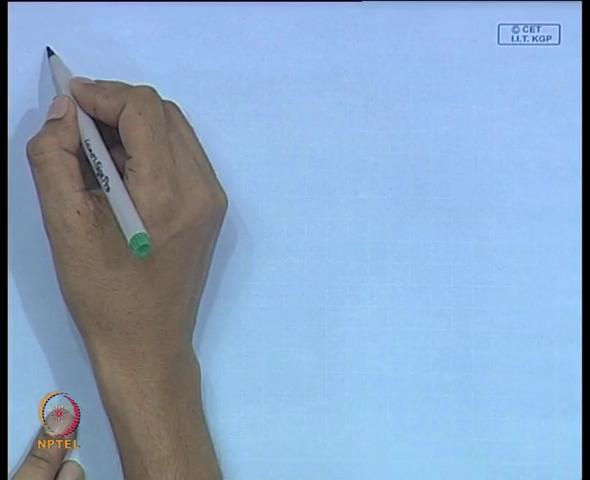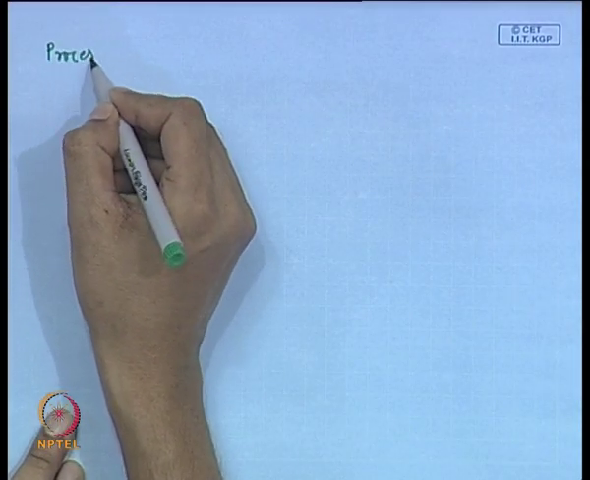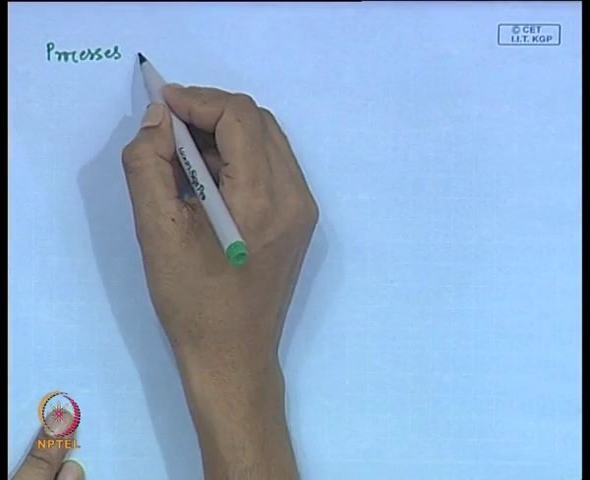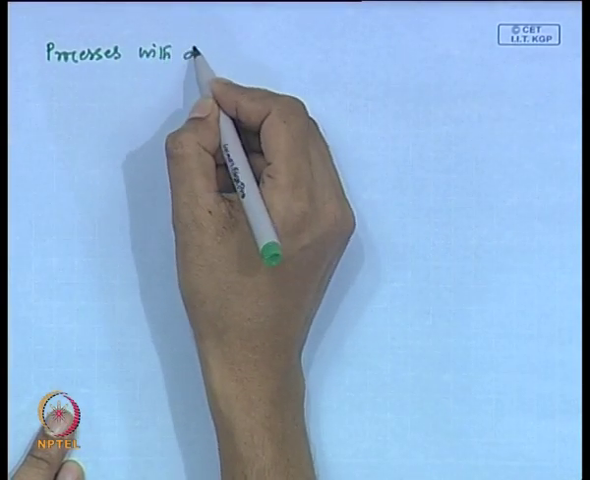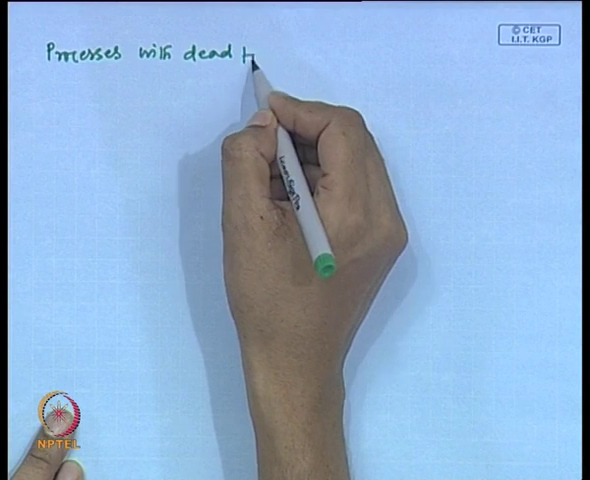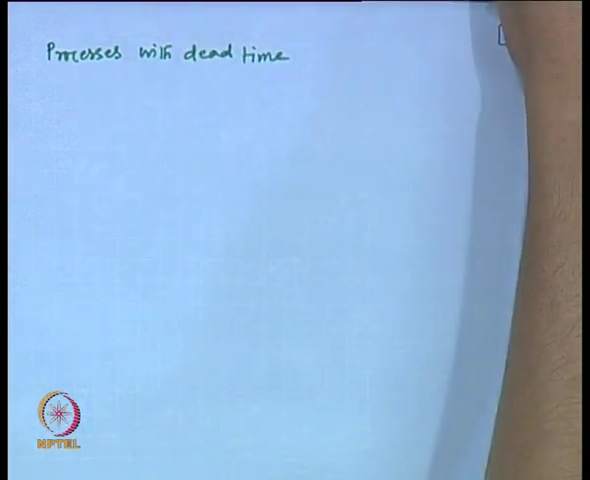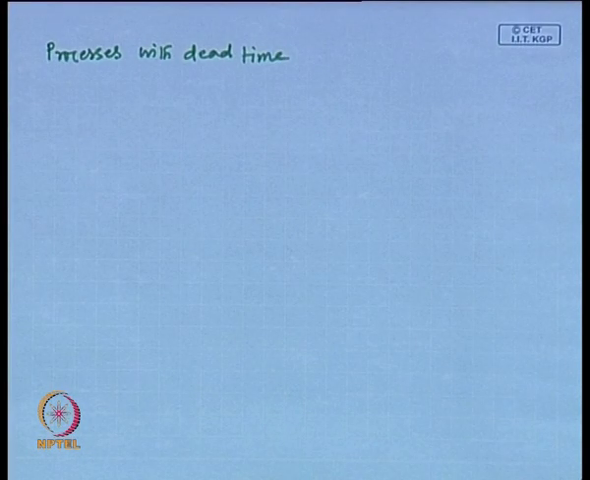So, next we will discuss the processes with dead time, which is also an example of higher order systems. Next we will consider the processes with dead time. Fine. To discuss this topic, we will first take an example.